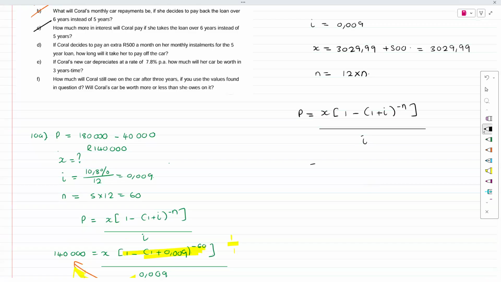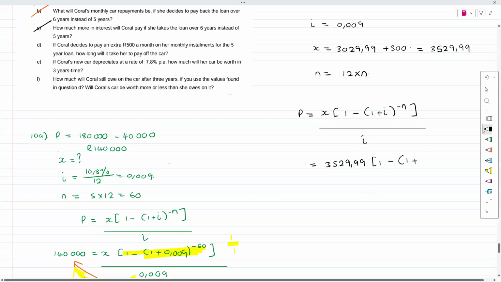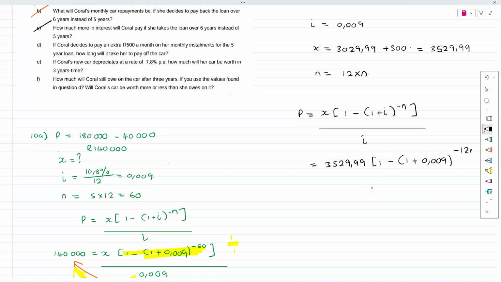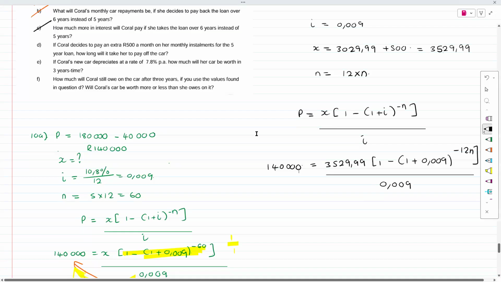Okay. Now, this value is quite simple. This one is 35, guys. See, if we added 500, it was supposed to be 3529.99. And that's 1 minus 1 plus 0,009 to the minus 12n, all over 0.009. And that's 140,000. Let's try and do this question.